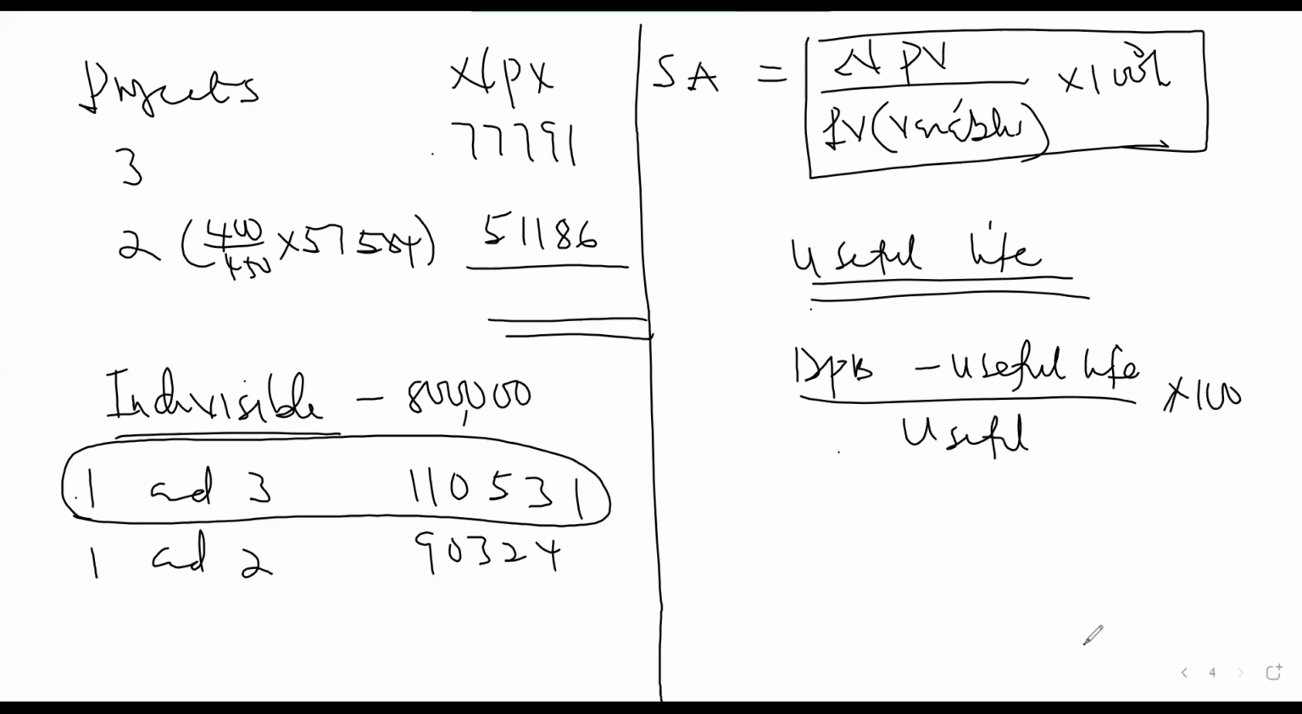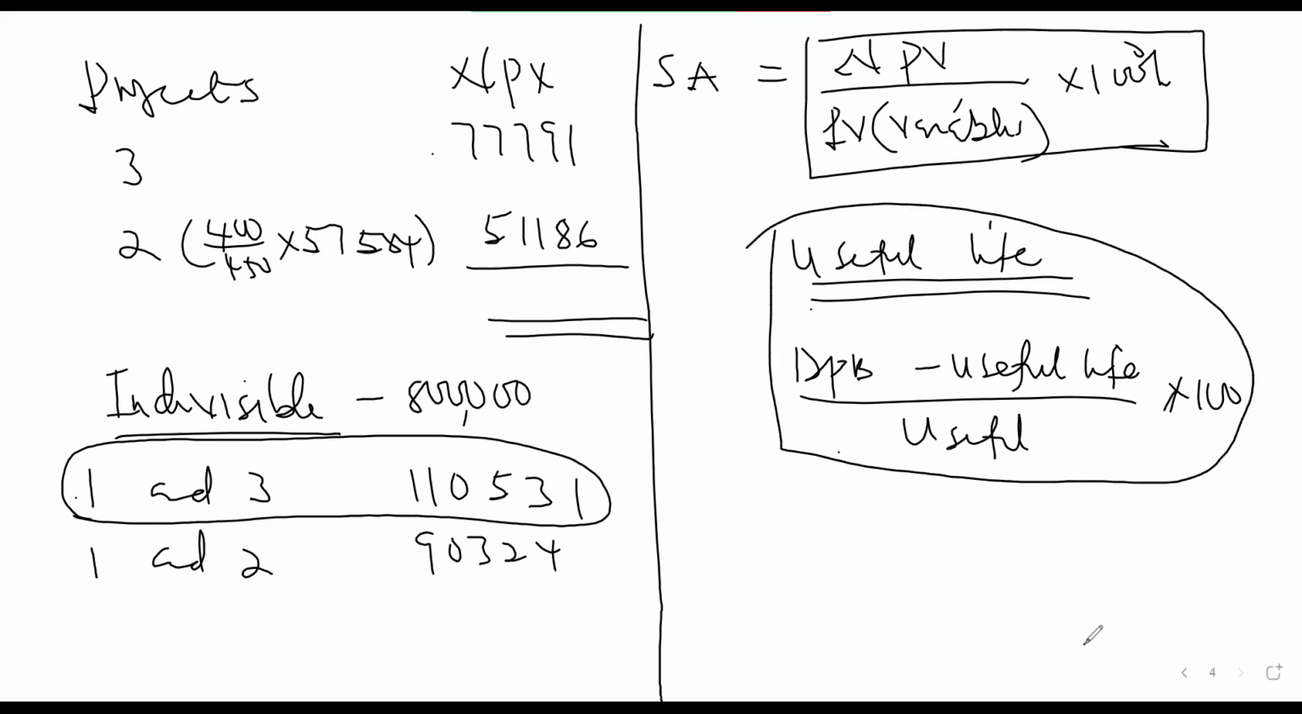This is if you are doing the sensitivity analysis for the useful life. This is how you do it. You calculate the discounted payback period. Then you subtract the useful life, or any of them that is bigger. Any of them that is bigger, you do the subtraction.